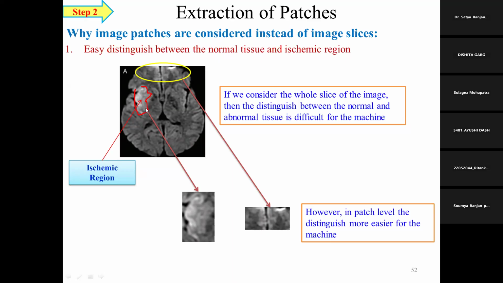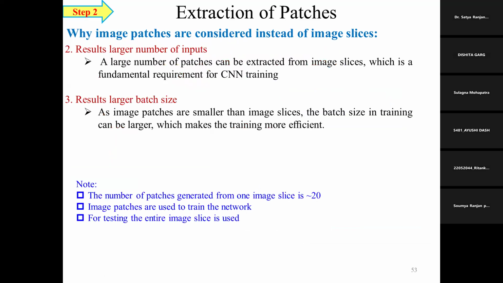Actually, this is the stroke region. This one is the T2 shine-through effect. But if you give the whole image, distinguishing these two things might be a difficult task. So why not give them certain patches? Because they said at the patch level it is easier for the machine to distinguish, they give this reason. Then the second thing is the result of a larger number of inputs, because they have only 741 patients.